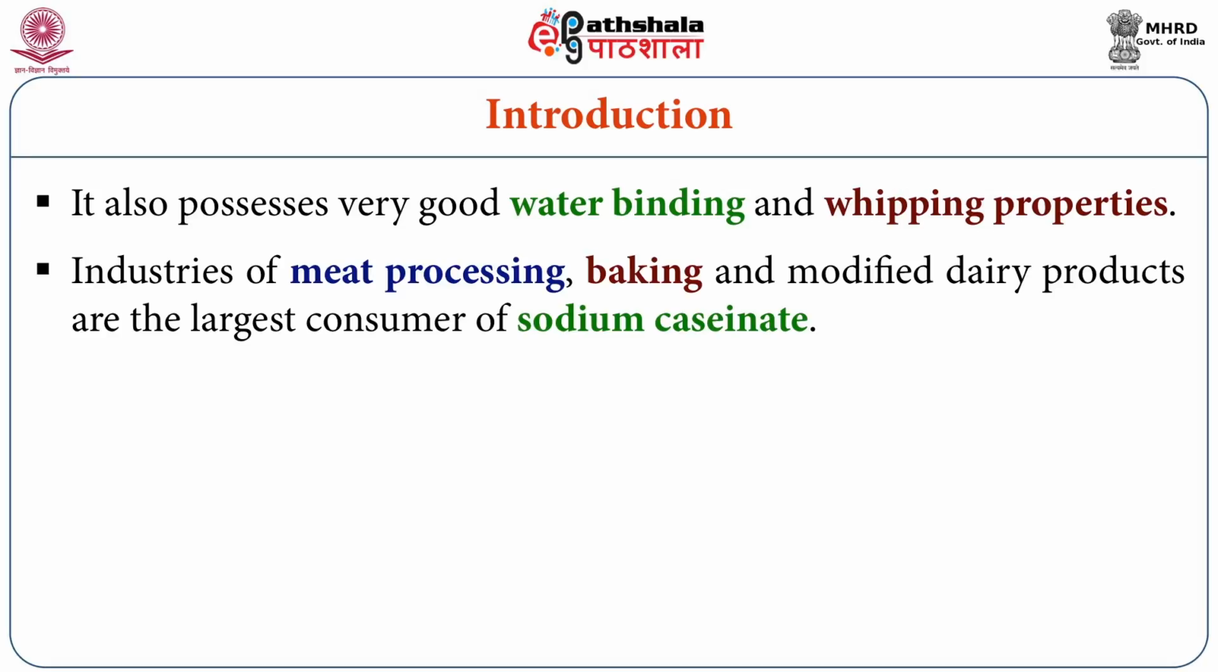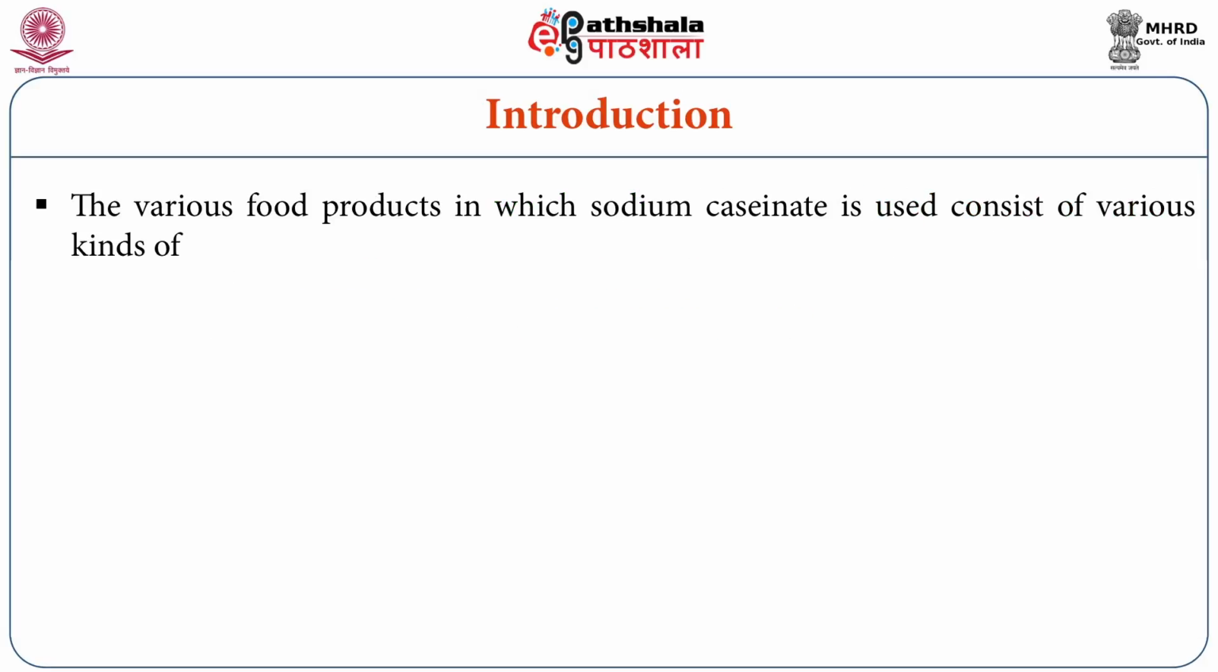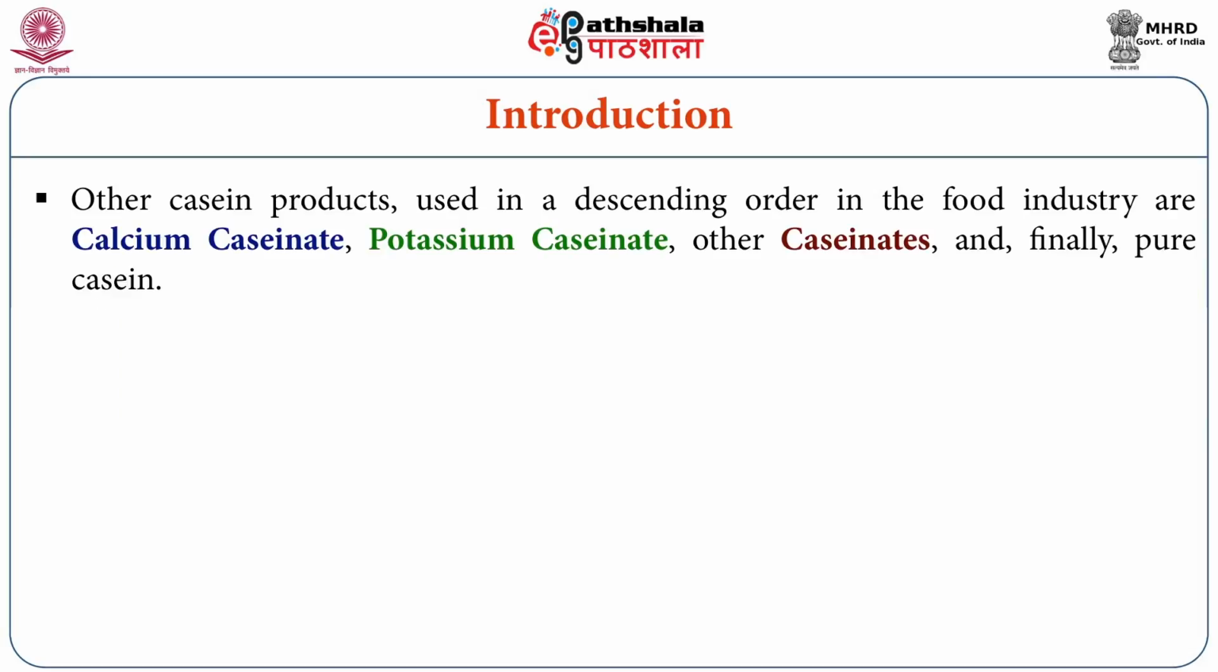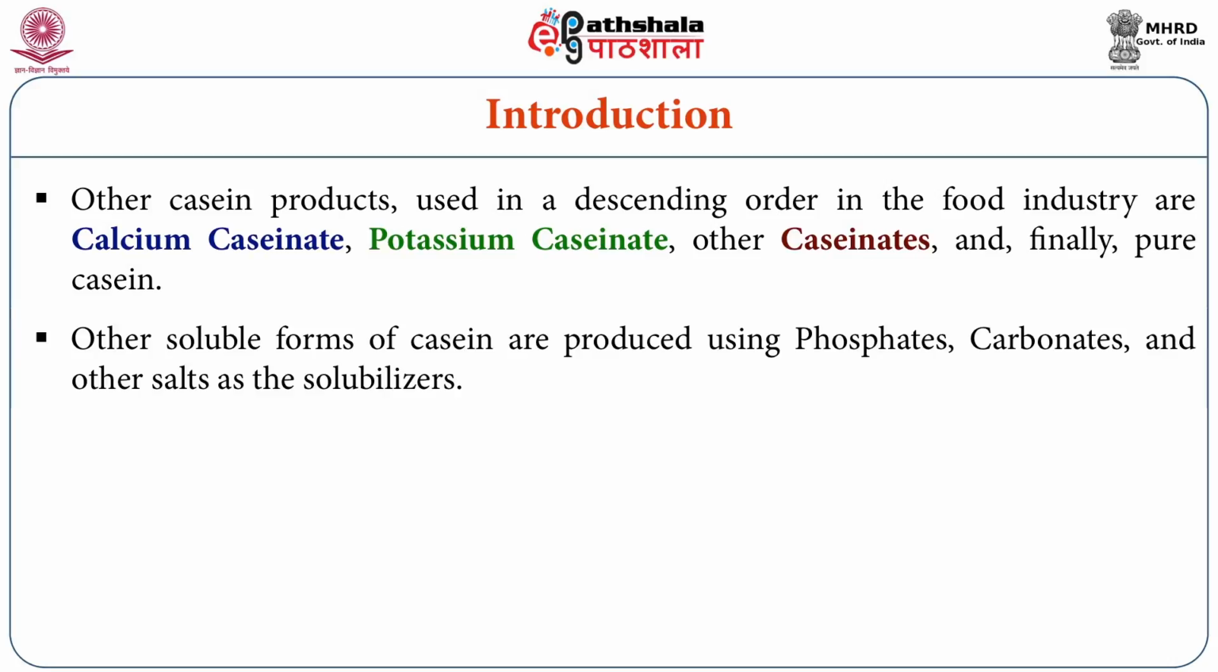Industries of meat processing, baking and modified dairy products are the largest consumer of sodium caseinate. The various food products in which sodium caseinate is used consist of various kinds of sausages, meat-based and milk-based instant breakfast, modified milk, whipped cream, coffee whiteners, non-dairy creams, desserts, sauces, soups, bread, dough, crackers, dietetic products, and various protein-enriched products. Other casein products used in a descending order in the food industry are calcium caseinate, potassium caseinate, other caseinates and finally pure casein. Other soluble forms of casein are produced using phosphates, carbonates and other salts as the solubilizers.